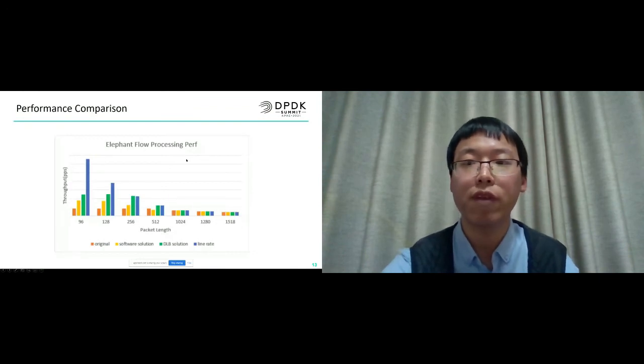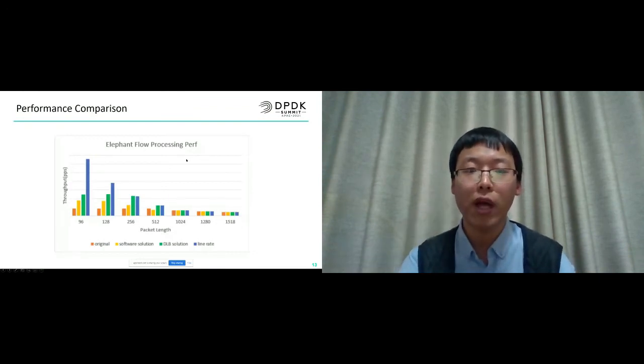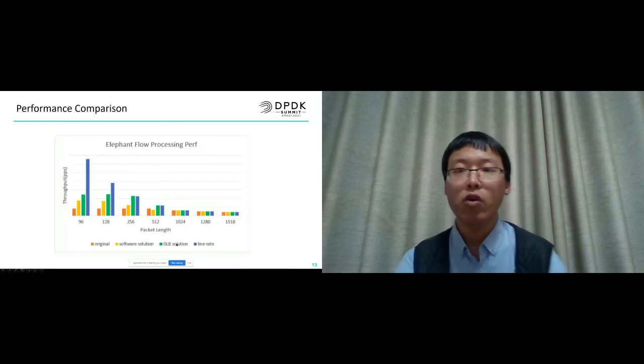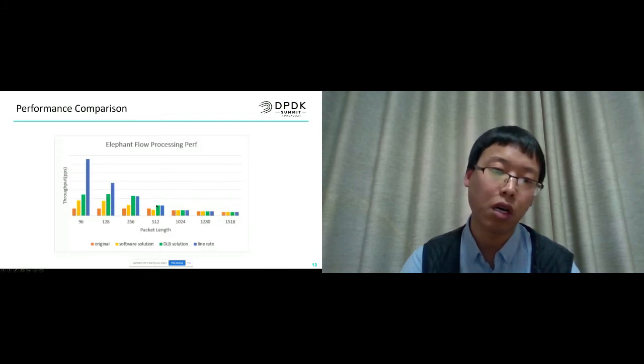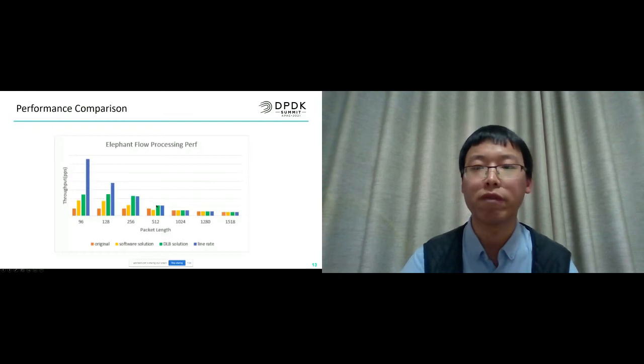So here's the perf comparison. The orange one is the original perf, and the green one is the DLB solution perf. You can see that there is a very huge improvement when the packet length is less than 512, and if you compare the performance at 96 packet length, it's almost 3 times the original perf.